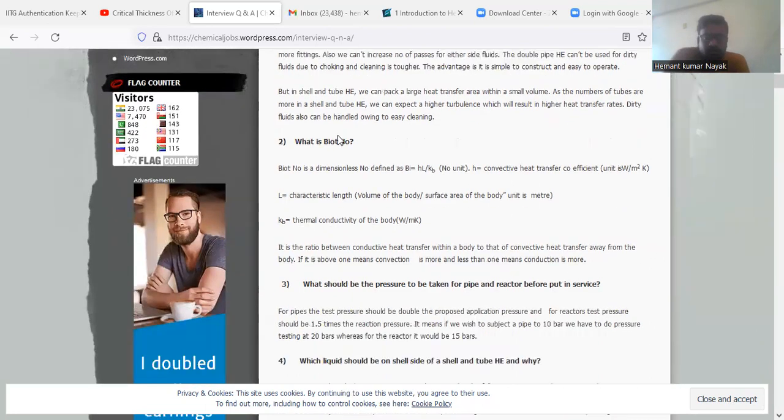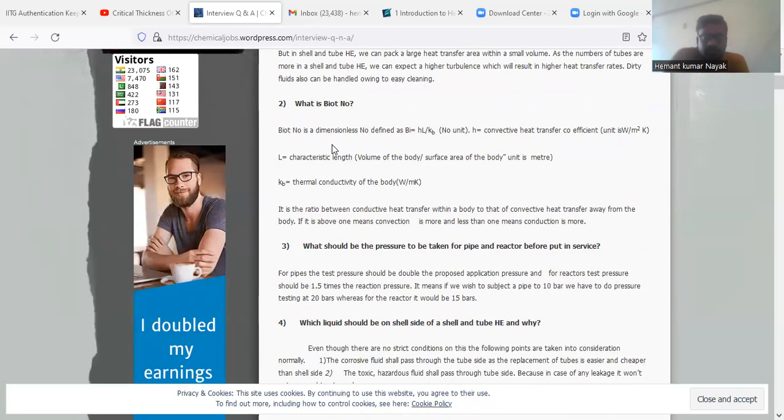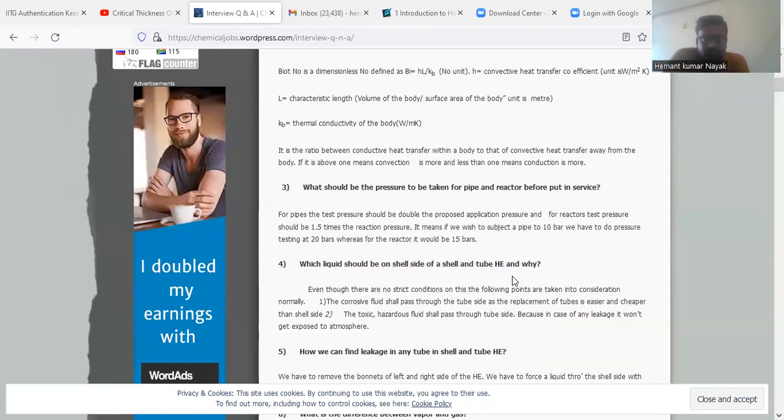The next question is: what should be the pressure to be taken for pipe and reactor before putting in service? For pipes, the test pressure should be double the proposed application pressure, and for reactors, the test pressure should be 1.5 times the reaction pressure. It means if you are going to subject a pipe to 10 bar, we have to do pressure testing at 20 bar, whereas for the reactor it will be 15 bar.